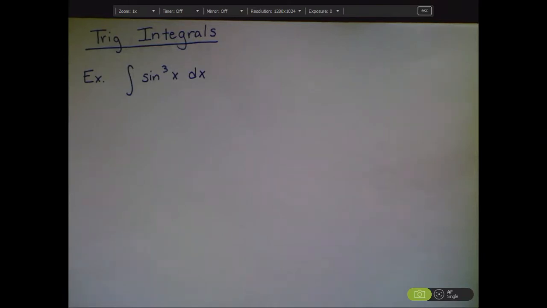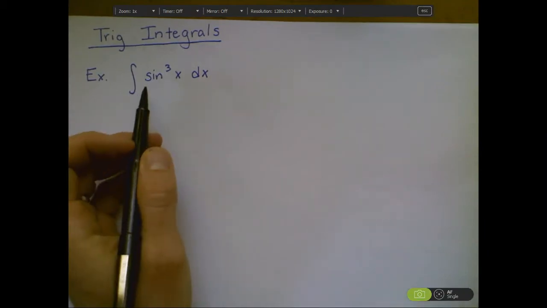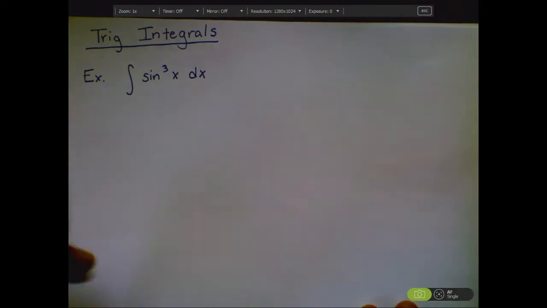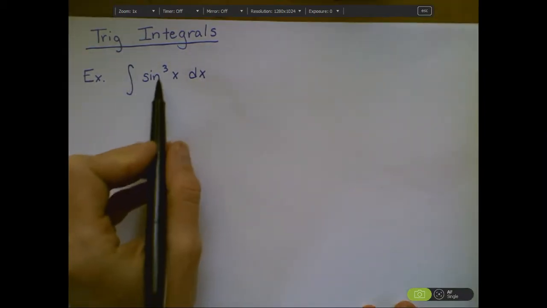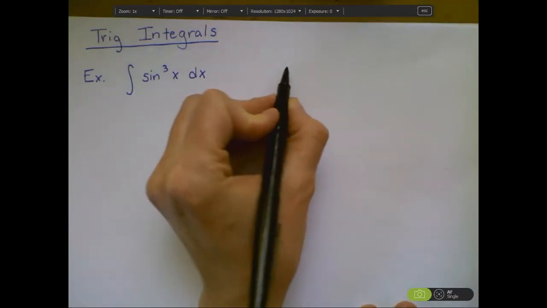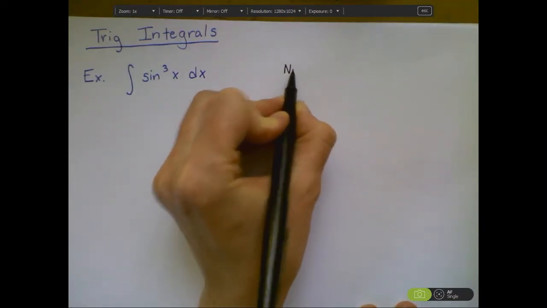Let's focus on computing some integrals where we have trig functions. Our first example is going to motivate the discussion for the rest of this video. Let's take the integral of sine cubed x dx. It looks pretty straightforward and simple, but it turns out to be rather difficult.